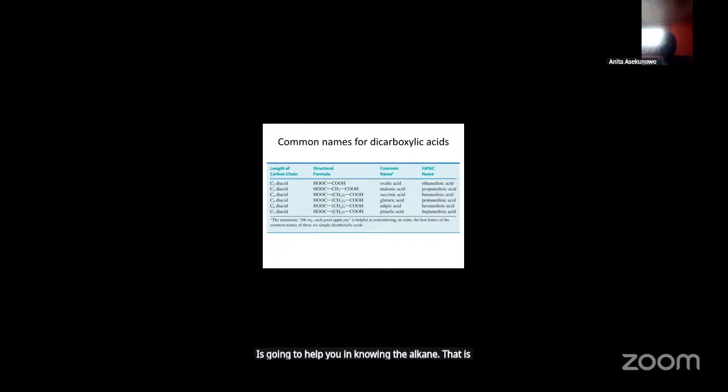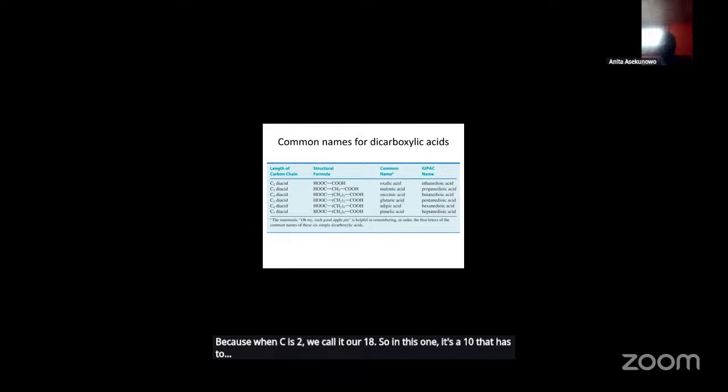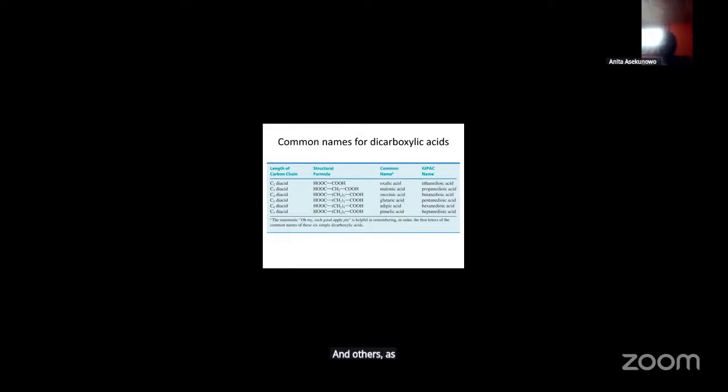That is the IUPAC name, because when C is 2, we call it ethane. So this one is ethane that has 2 carboxyl functional groups. We call it ethanedioic, and the others, as you can see on the slide.